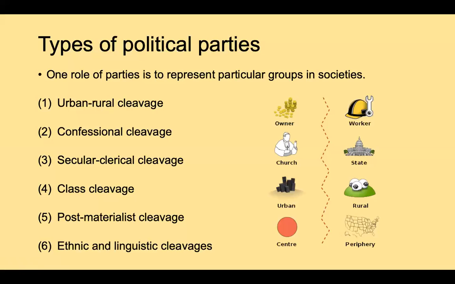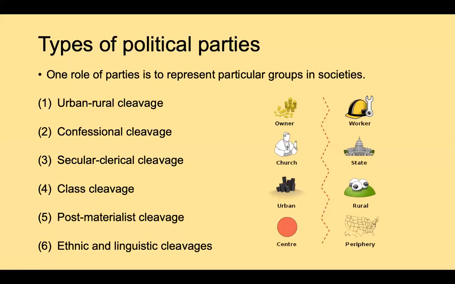So we know about, for instance, an urban-rural cleavage, where urban and rural voters might tend to gravitate towards different parties, or parties might represent urban voters and some parties might represent rural voters. We know about parties that might represent religious groups or might represent differences between different confessional groups. We know that there's often a distinction between more secularist and more clerical groups who want to separate church and state versus groups who want to unify church and state. Different parties will often represent those groups.